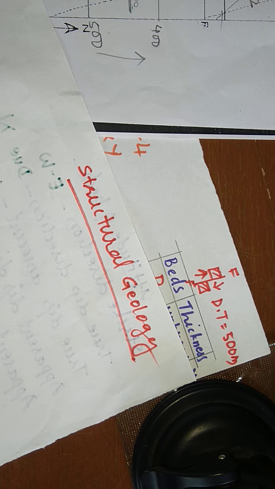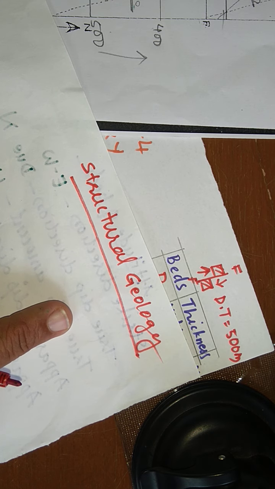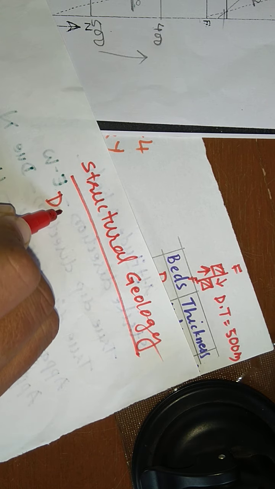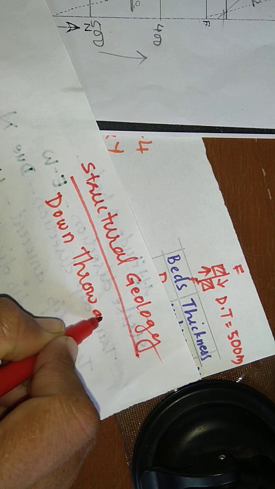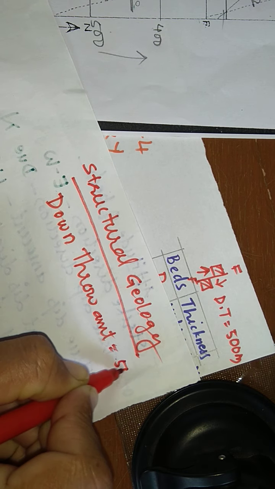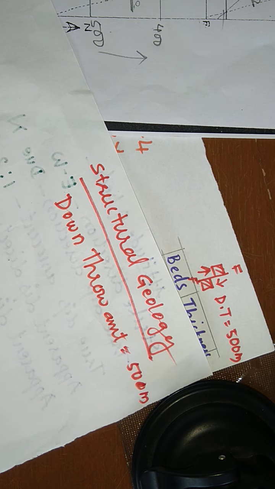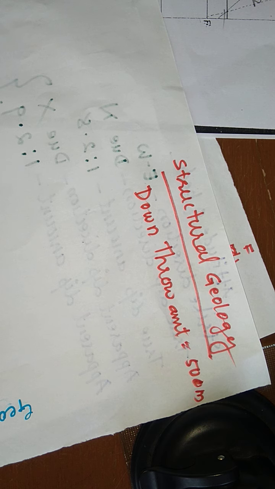So we will write: this area is disturbed by a major faulting activity. Then this fault is classified as a vertical fault, and the down throw amount is what? Down throw amount is 500 meters. So this is what we have to write in structural geology.